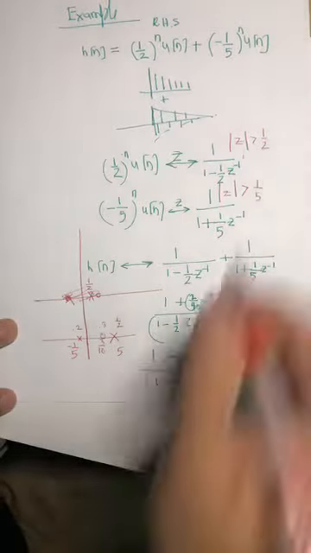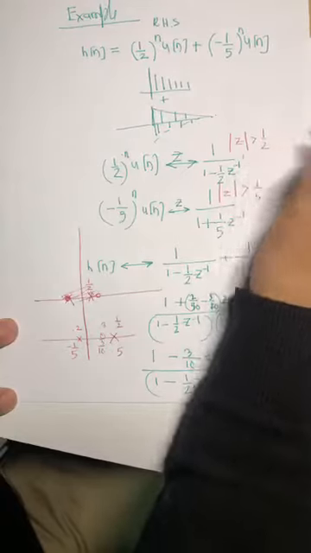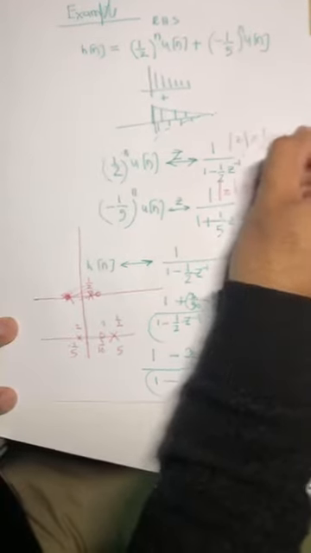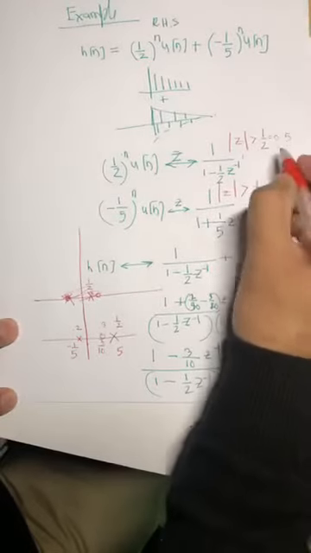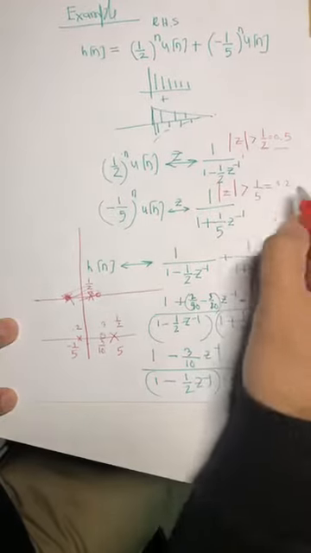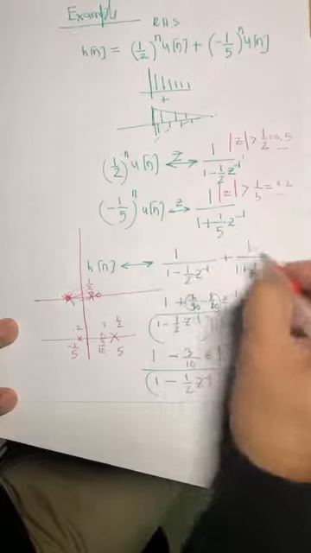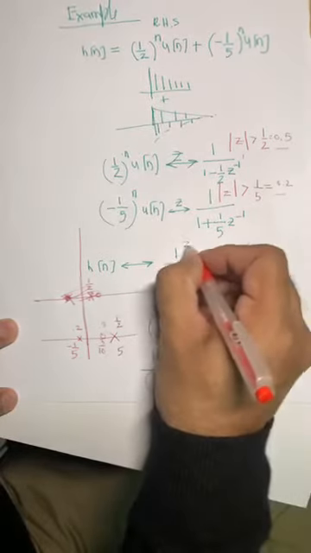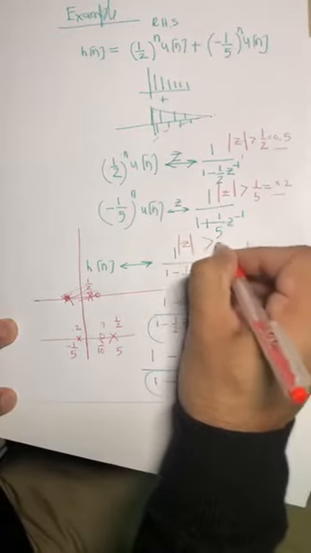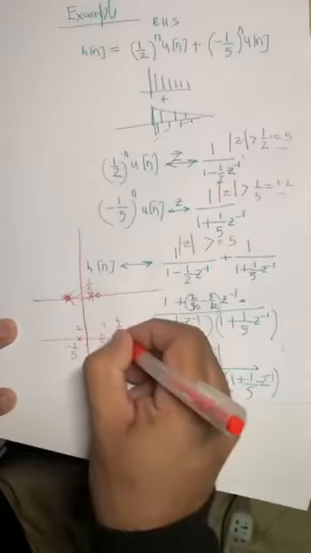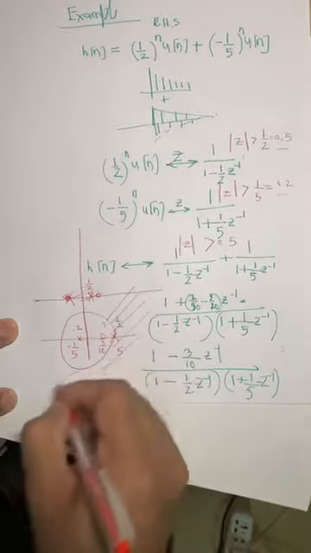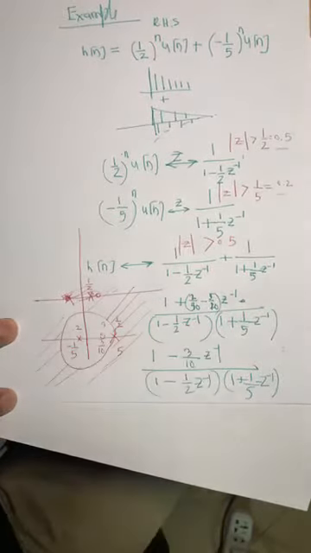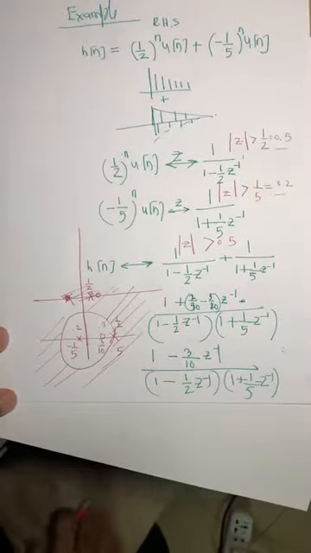Okay. So this is equal to 0.5 and this is equal to 0.2. So Z greater than 0.5 and Z greater than 0.2, obviously the region of convergence is going to be Z greater than 0.5. So once you plot, plot is like this. Z magnitude greater than half.